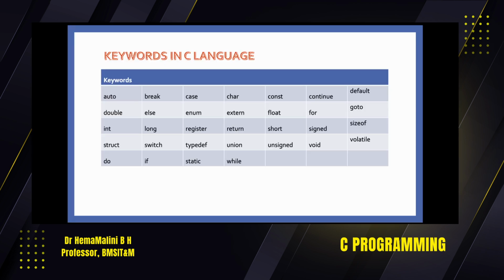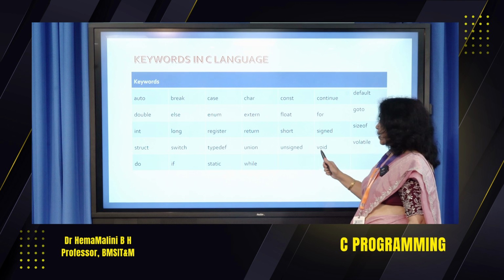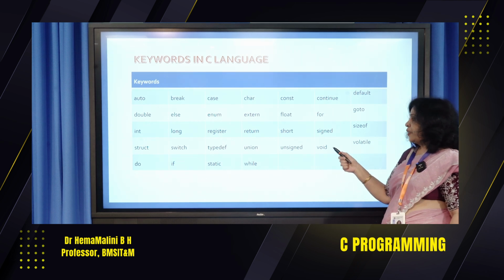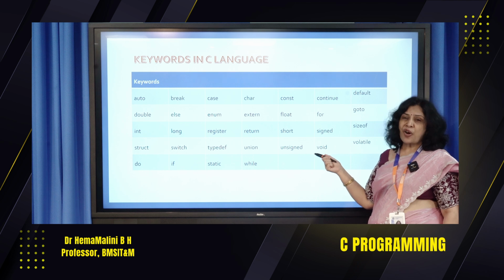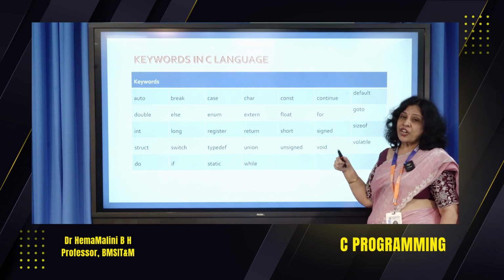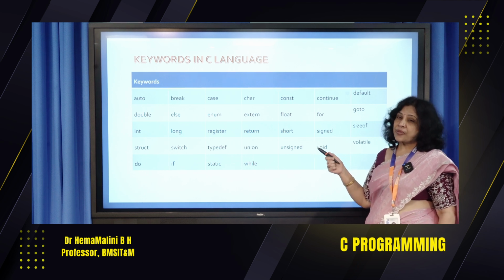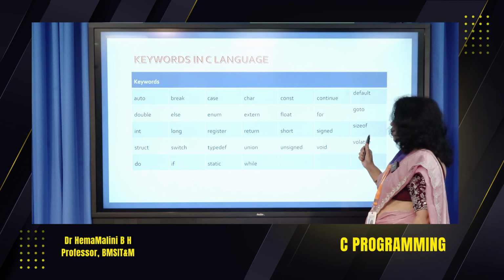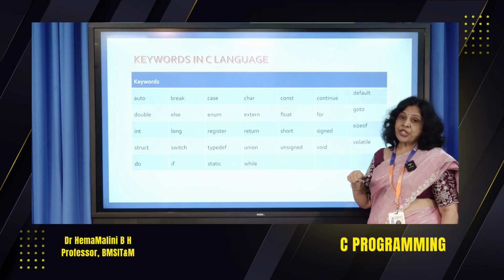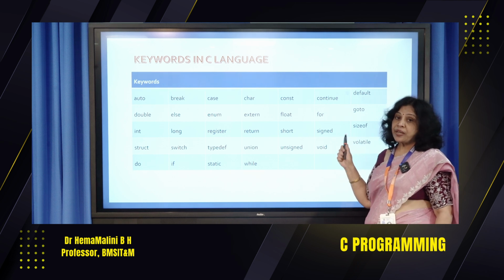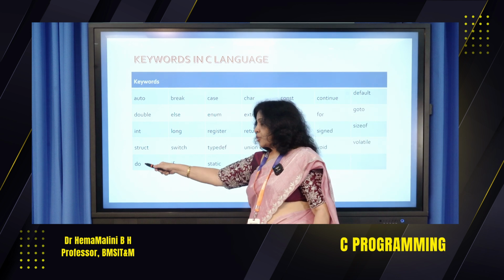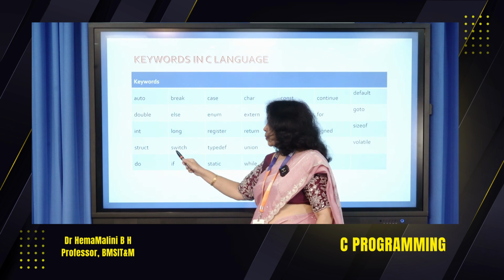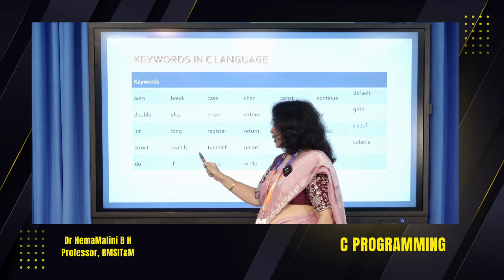Union, this is one more derived data type. Unsigned data type. Void, we show this with the functions. If a function is not returning anything, void means null. A function that is not returning anything, we call it a void function. Volatile, after the execution we are not going to save it, it gets volatile. Do while, it is used for a loop. If is a conditional statement.